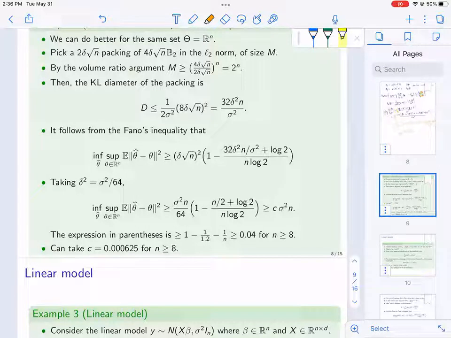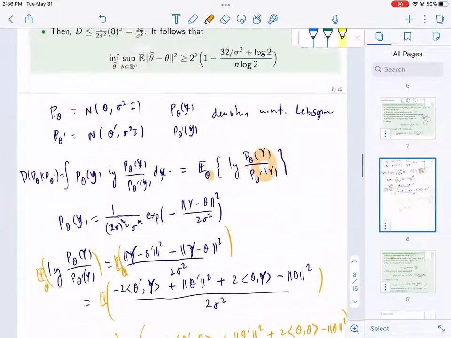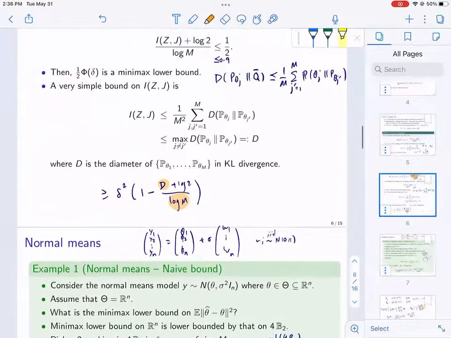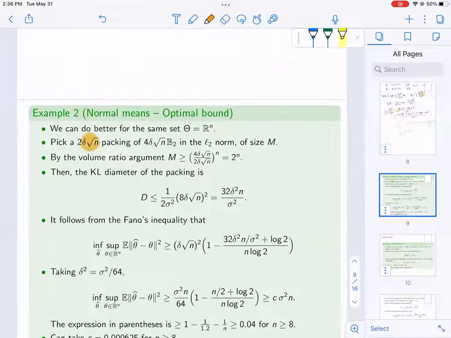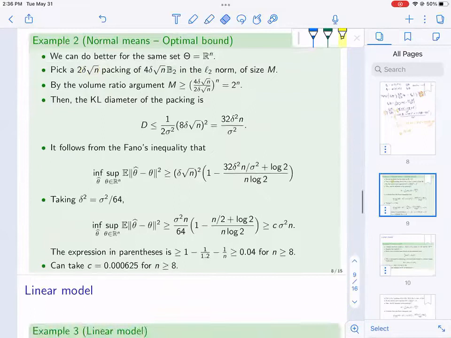I have a 2 delta packing, so the delta in these arguments, remember there's a 2 delta. This is the delta, so I have 2. This is my delta from those arguments. So this goes here, squared. Okay, and then this goes there, and then log m goes here. Now you can see I can choose delta.